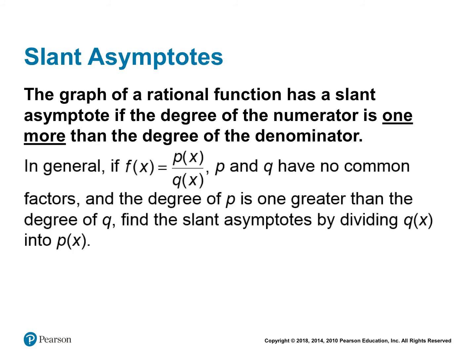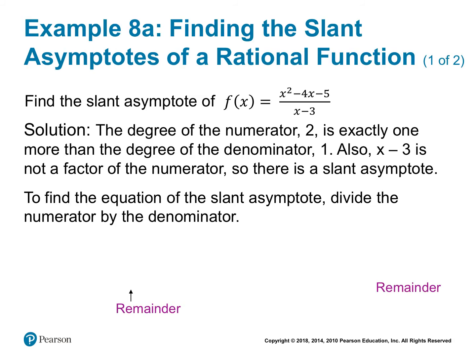Okay, now we're going to look at a slanted line that the curves are going to approach. So it will have a slant asymptote if the degree of the numerator is 1 more than the degree of the denominator. We can see that the degree of the numerator is 2 and the bottom is 1. Also, x minus 3 is not a factor of the top, so there is going to be a slant. So to find the equation of the slant, we're going to divide the numerator by the denominator.